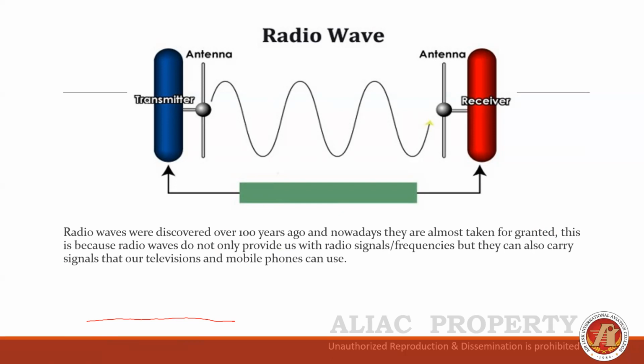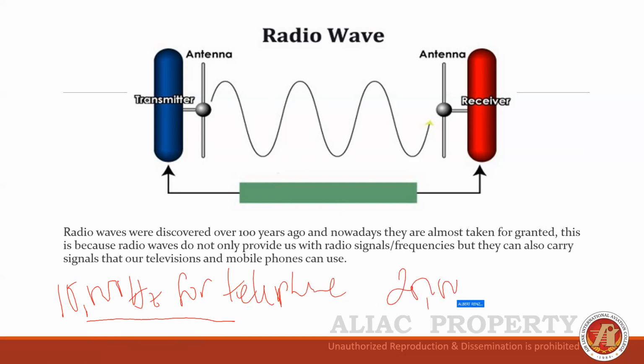So the width is about 10,000 hertz for telephone and 20,000 hertz for high fidelity sound and 5 megahertz for high definition television. And the decrease in efficiency of generating electromagnetic waves with decreasing frequency sets a lower frequency limit for radio waves near 10,000 hertz.